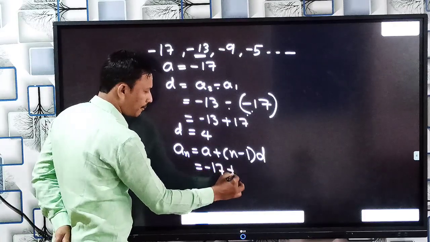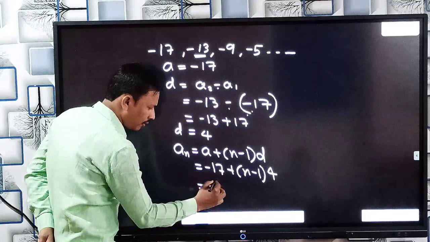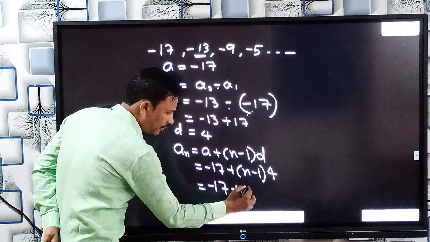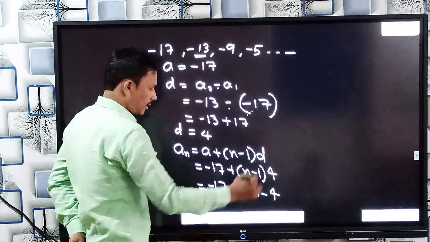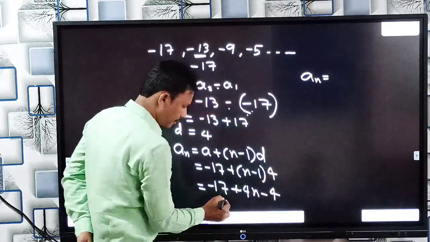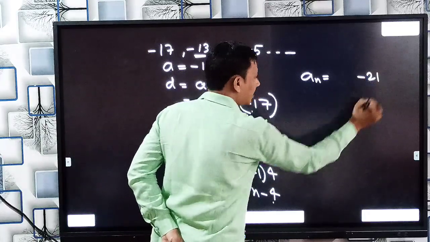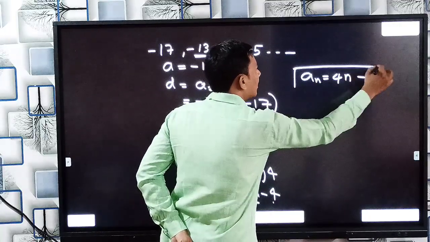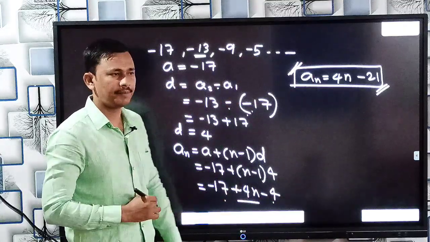Minus 17 plus n minus 1, what is the d value? 4. This is equal to minus 17 plus 4 into n, 4n minus 1 into 4, 4. So an is equal to minus 17 minus 4, minus 21. Then 4n minus 21 is the general solution for the given AP.